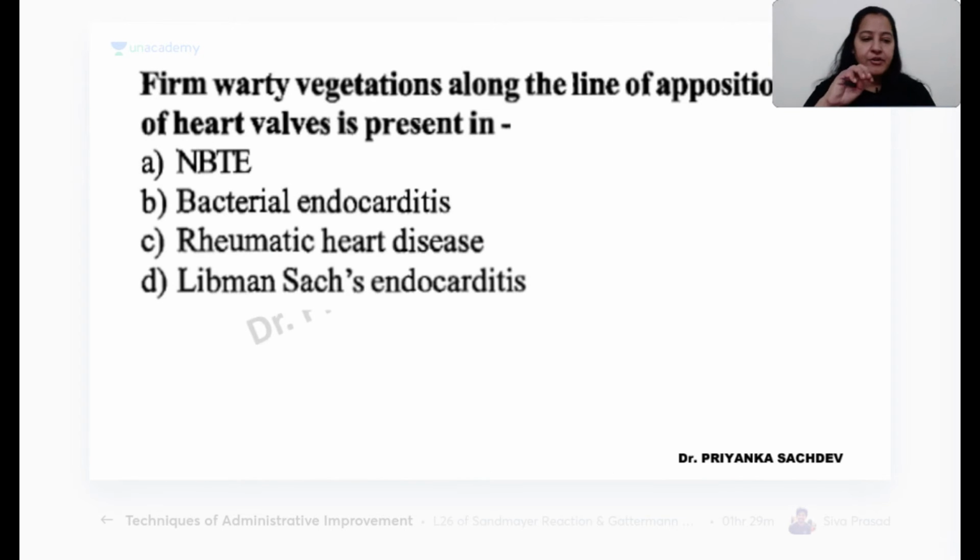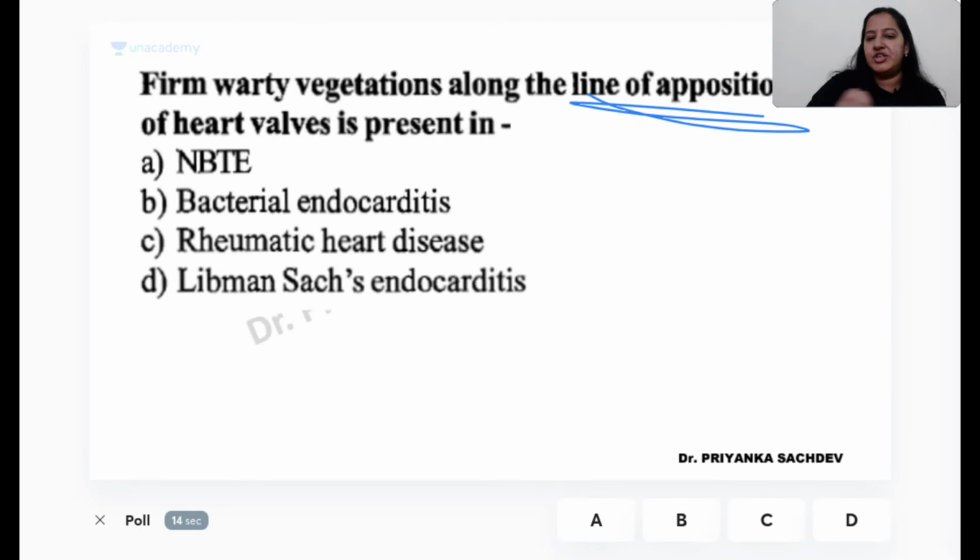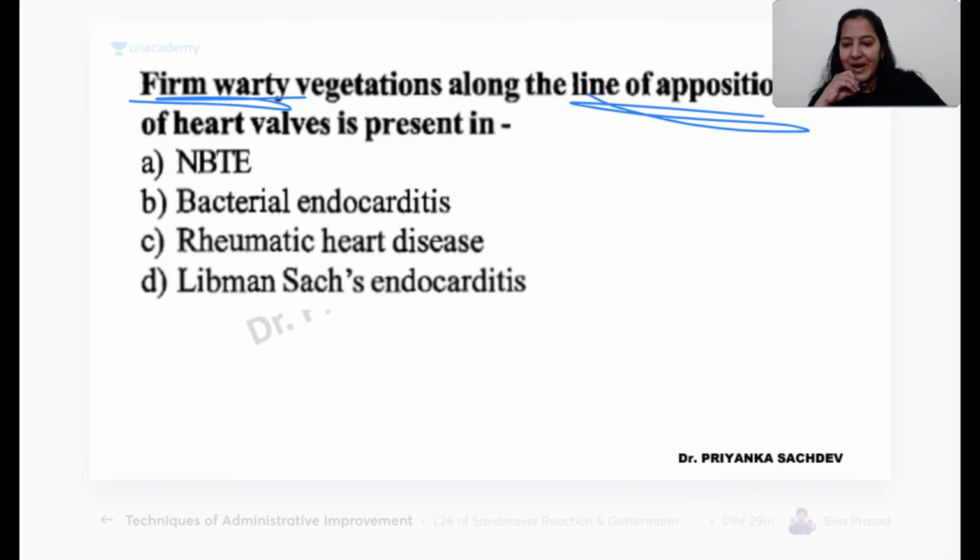So this is the next question in front of you. Firm warty vegetations are seen along the line of opposition. Line of opposition means line of junction, line of closure. Line of closure पे कौन से वाले होते हैं? 2 होते हैं. उनमें से firm and warty कौन से होते हैं? So I have given a clue also. The question is tricky and most of you are incorrect.